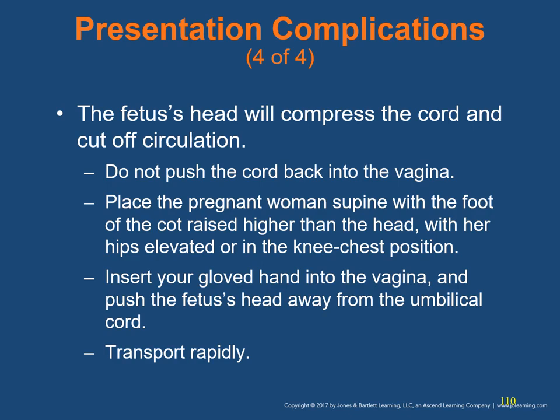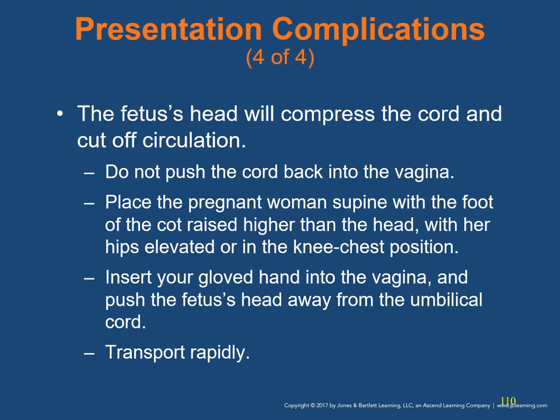Your job is to try to keep the fetus's head from compressing the cord. Place the pregnant woman supine with the foot of the cot raised 6 to 12 inches higher than the head, with her hips elevated on a pillow or folded sheet. Alternately, the woman may be placed in the knee-chest position, kneeling and bent forward face down. Either of these positions will help keep the weight of the fetus off the prolapsed cord.